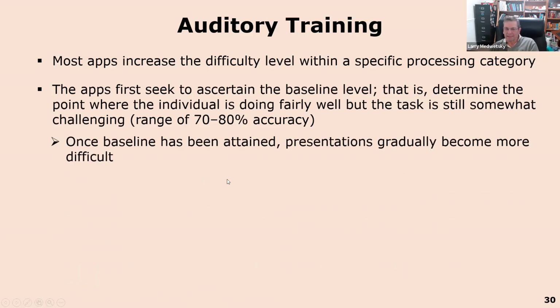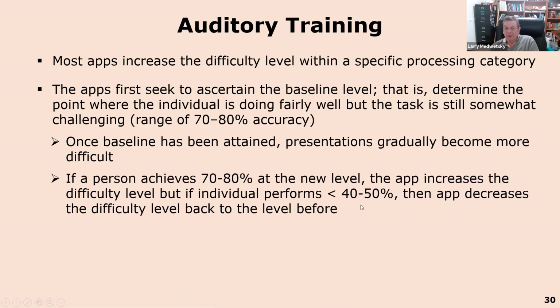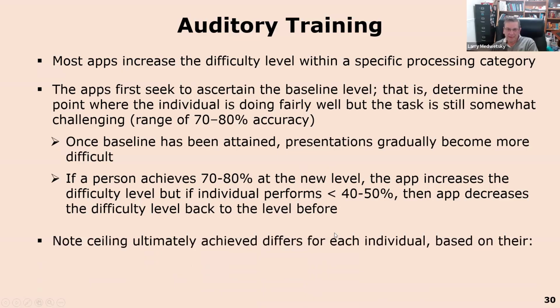And then once they have the baseline, if you show that you can do 70, 80%, then the presentation becomes more difficult. However, once you achieve 70, 80% at a new level, it may increase the difficulty level. But if you're struggling and you perform less than 40, 50% at that level, then the app will make it easier again until you're able to do that level, and then it'll bring you back up again.